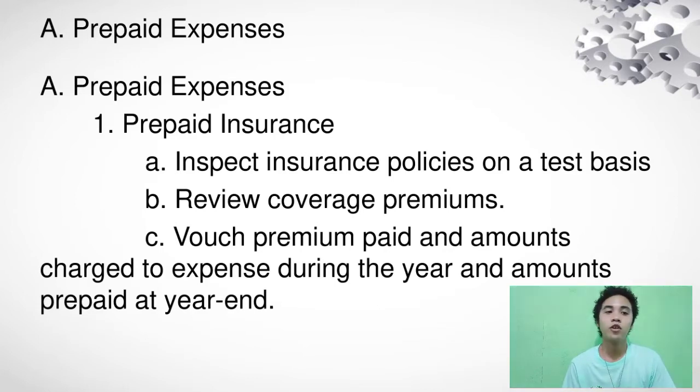So the next is to vouch premium paid and amounts charged to expense during the year and amounts prepaid at year end. So for prepaid insurance, we make sure that the amounts we prepaid or charged to our expenses during the year reconcile back to what we prepaid at year end. This is to make sure that what we paid for prepaid insurance before year end reconciles with our year end.